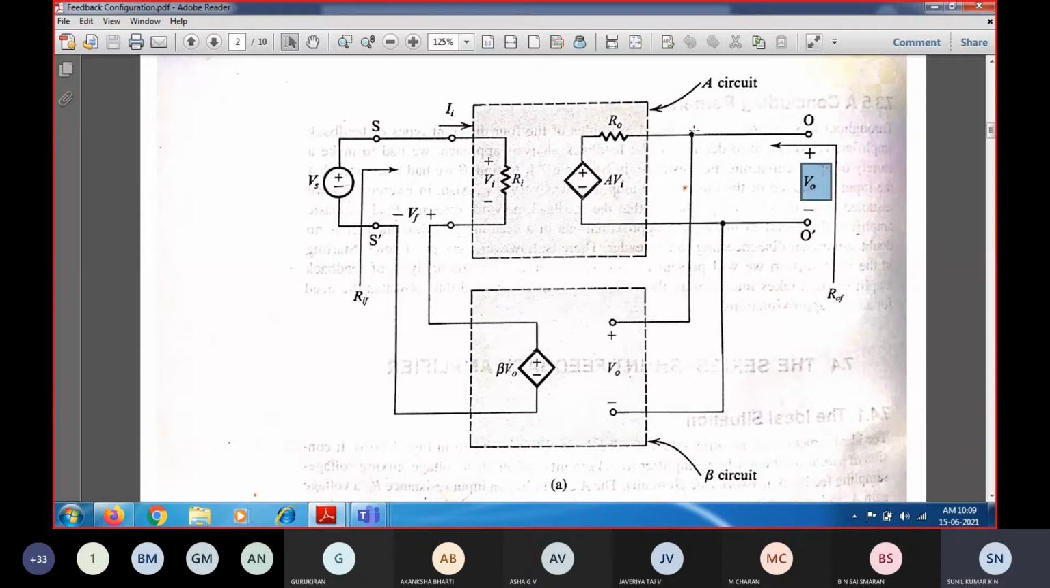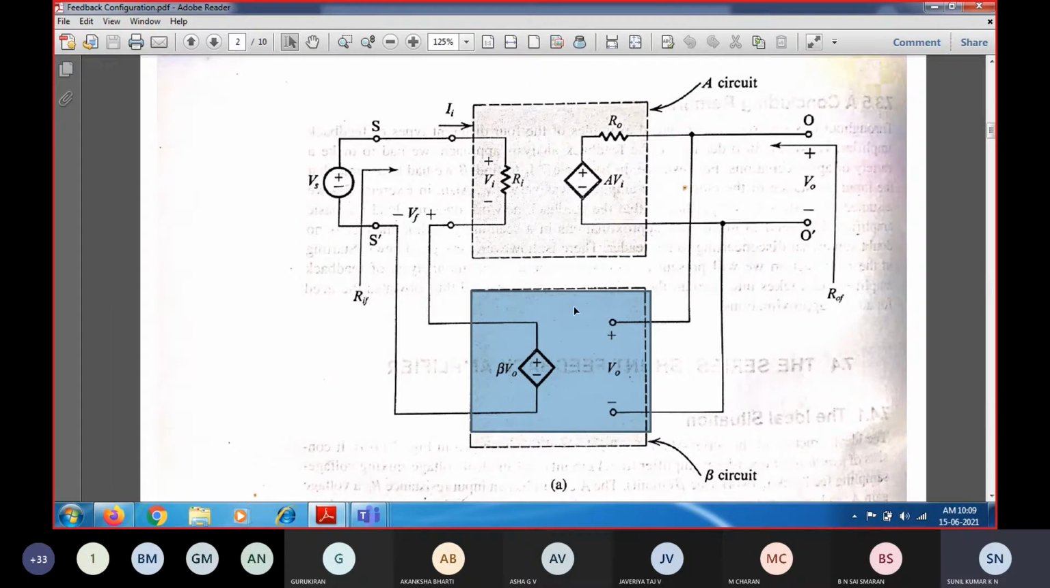Some sample of this is going to be taken as an input. Some of the output, which is connected across RL, we are going to take as a sample of the output voltage, which means we are going to connect in parallel. So this is the feedback network. Before going to this, we are going to see what the feedback network is. This is a general block diagram only, so you have to recall the general block diagram of the feedback structure.